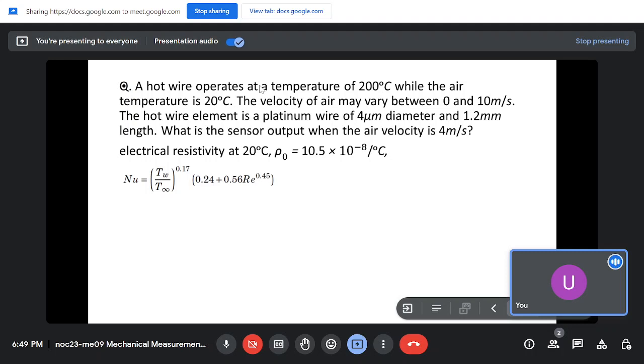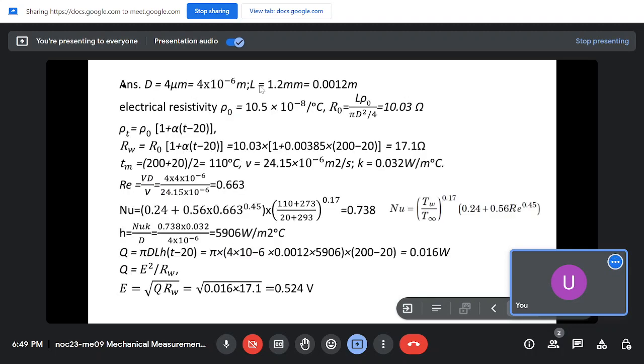We have been given that the electrical resistivity at 20 degrees Celsius is 10.5 into 10 power minus 8 per degree Celsius. And we have also been given a Nusselt relation, Nu equals T_w by the fluid temperature raised to 0.17, into 0.24 plus 0.56 Reynolds number raised to power 0.45. So we'll see how to calculate this problem.